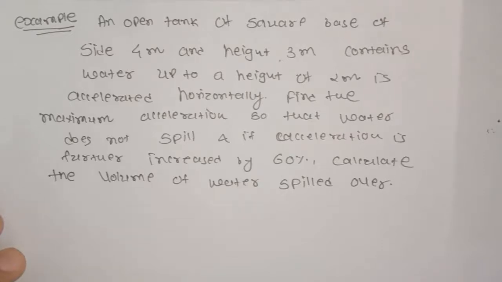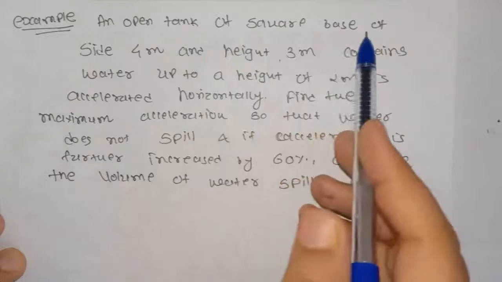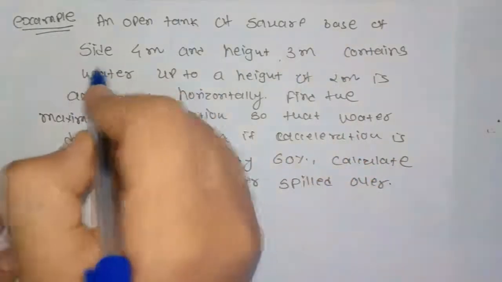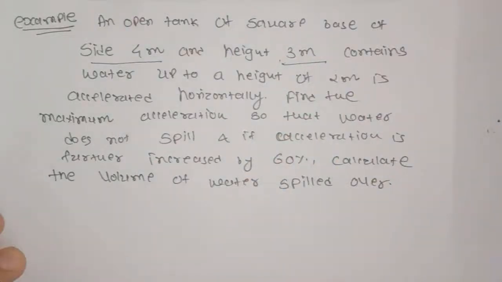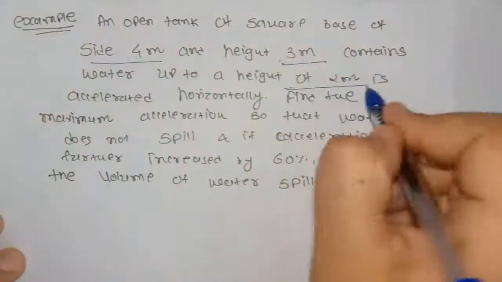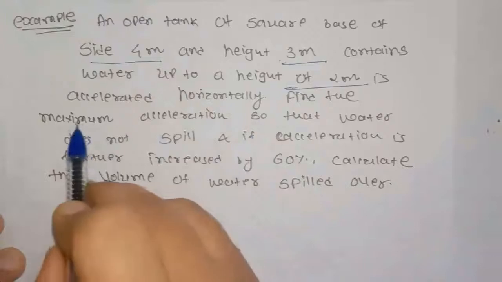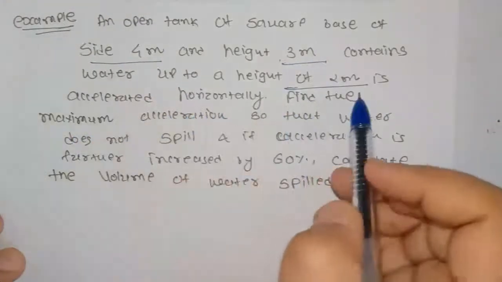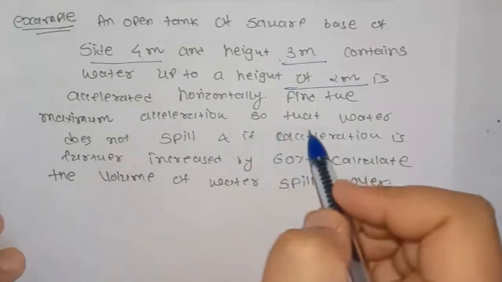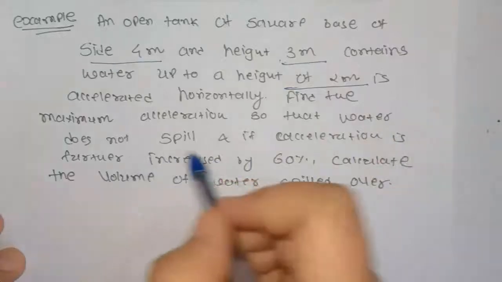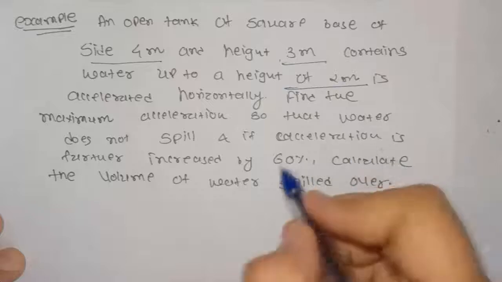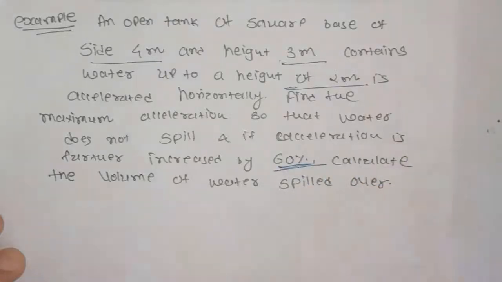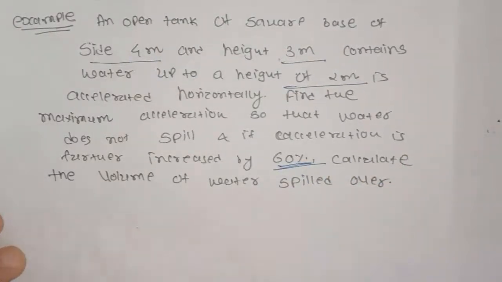Now let us see one example based on this. An open tank of square base of side 4 meter and height 3 meter contains water up to height of 2 meter. Now it is horizontally accelerated. Find the maximum acceleration so that water does not spill, and if acceleration is further increased by 60%, calculate the volume of water spilled over.